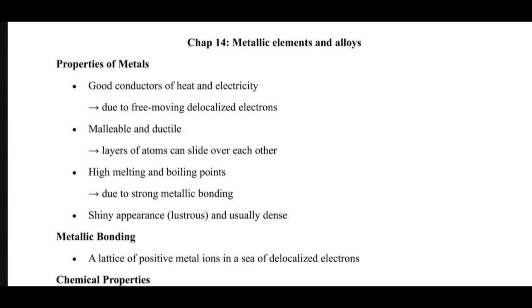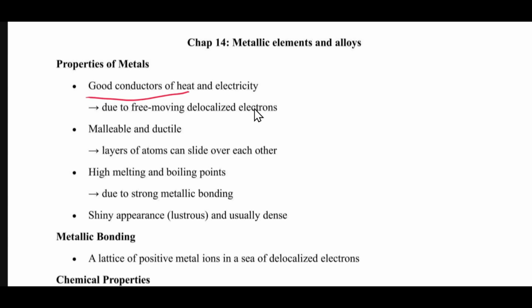All the metals are good conductors of electricity, and the reason behind it is that they have a metallic bond. In a metallic bond, they have free electrons to move. So free electrons, or delocalized electrons, are responsible for electrical conductivity in the metals.